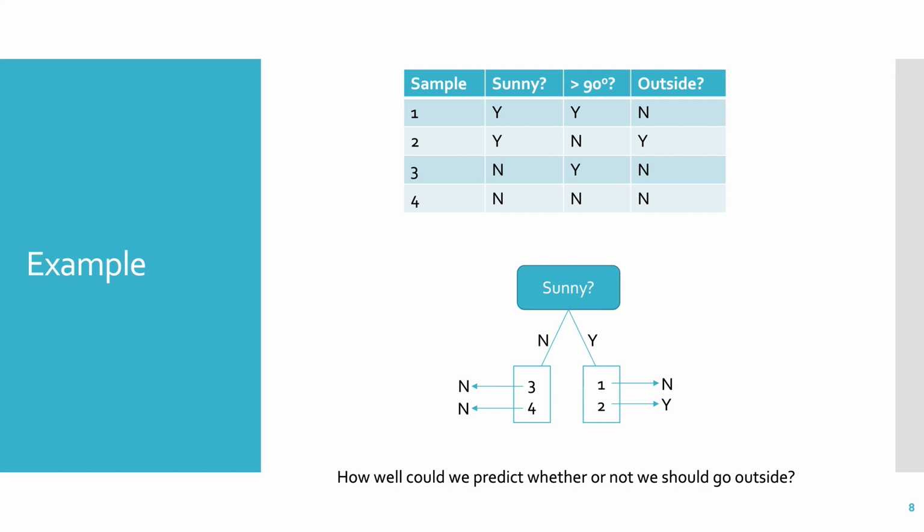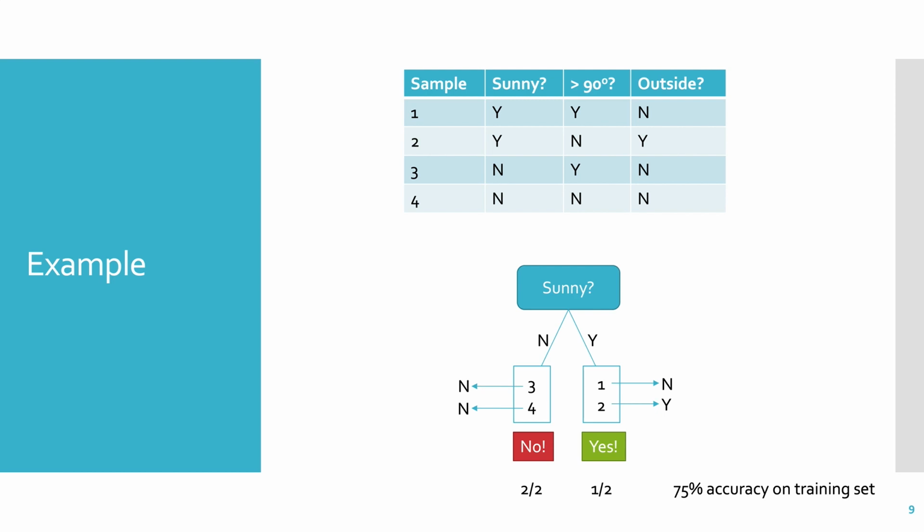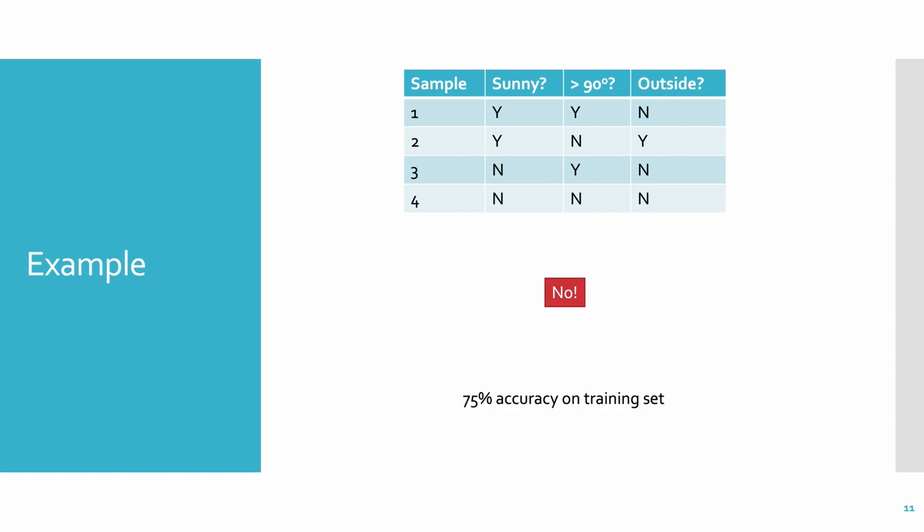So how well could we predict whether or not we should go outside? Well, we could say no if it's not sunny, because on the left-hand side, it's always no. We would get 2 out of 2 correct if we did that. And we could say yes on the right-hand side, so if it's sunny, then we would get 1 out of 2 correct. Overall, we would have an accuracy of 75% on the training set. But we could also say no on the right side and get 75% on the training set, and that's not so great. Why do we even have to build a tree if we can just say no and get 75% on the training set?